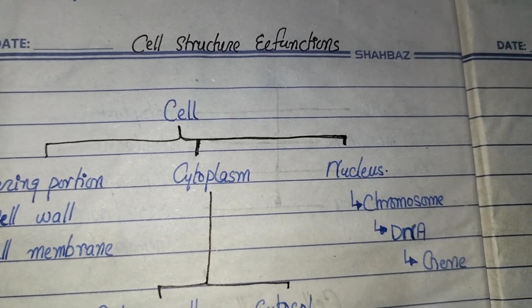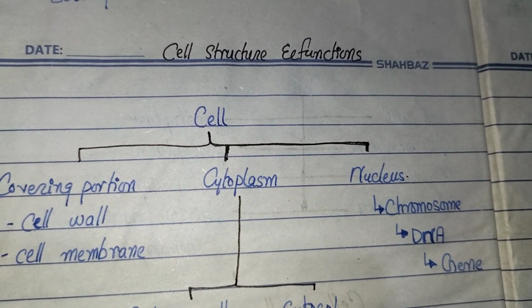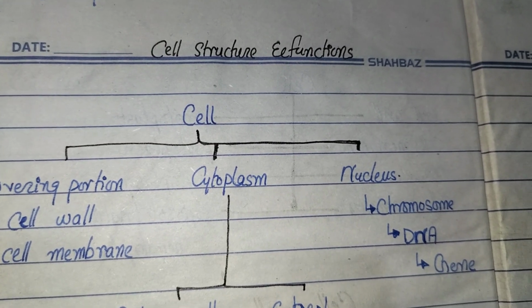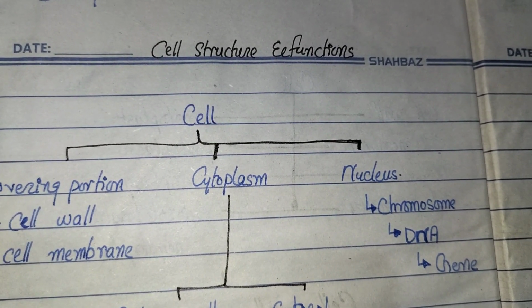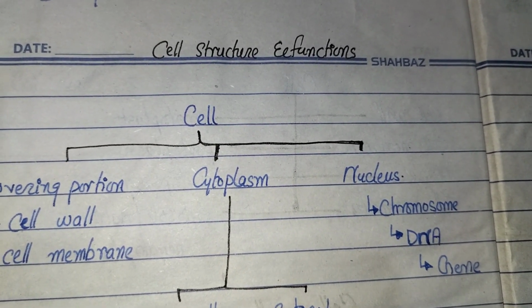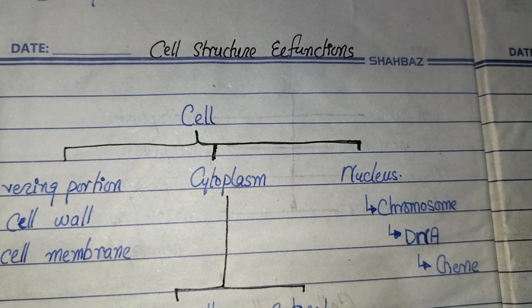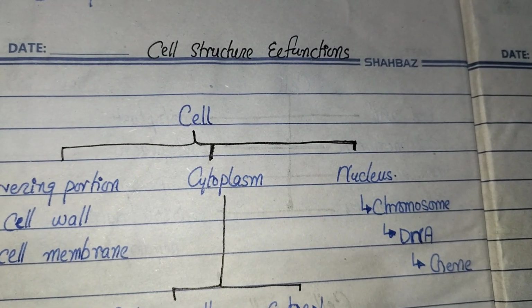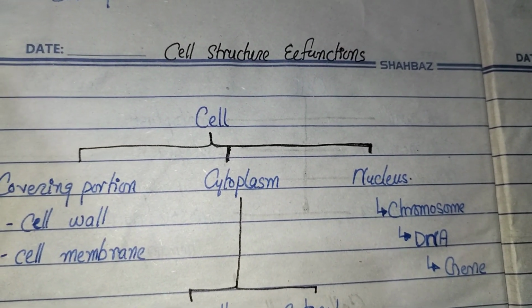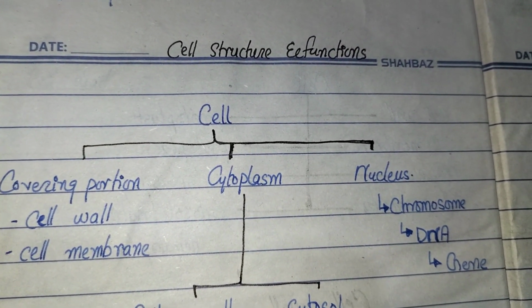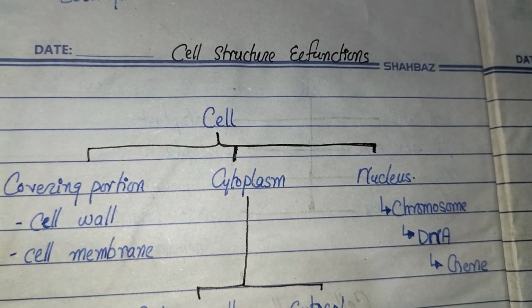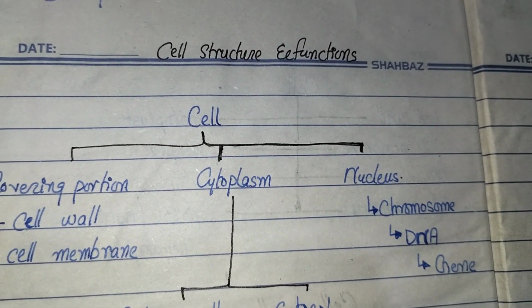Hello guys, so from today we are starting a new session, FSC part 1. Today the first lecture is of biology botany. The chapter name is cell structure and function. So let's get started. The first thing that we are going to study is what is a cell.